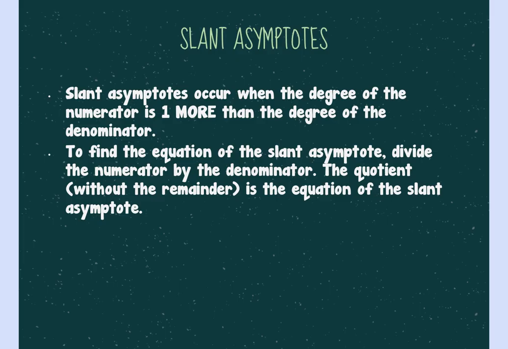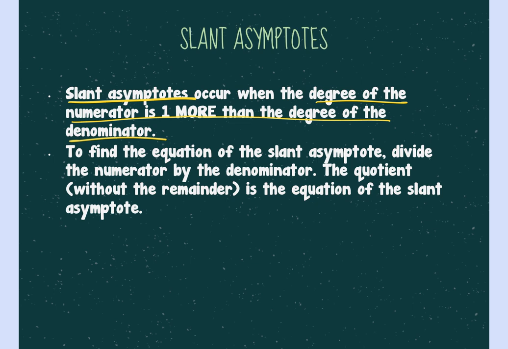So there are vertical asymptotes, there are horizontal asymptotes, and there are slant asymptotes. A slant asymptote occurs when the degree of the numerator is one more than the degree of the denominator. So it is a very specific scenario.